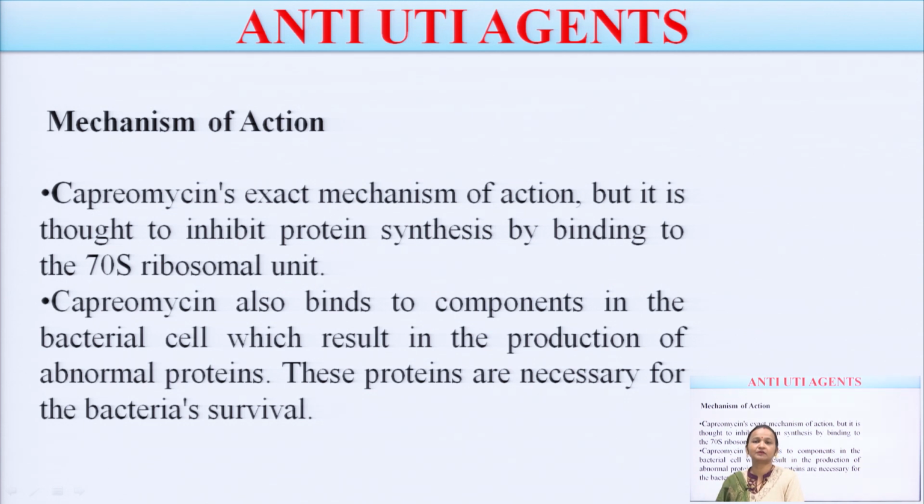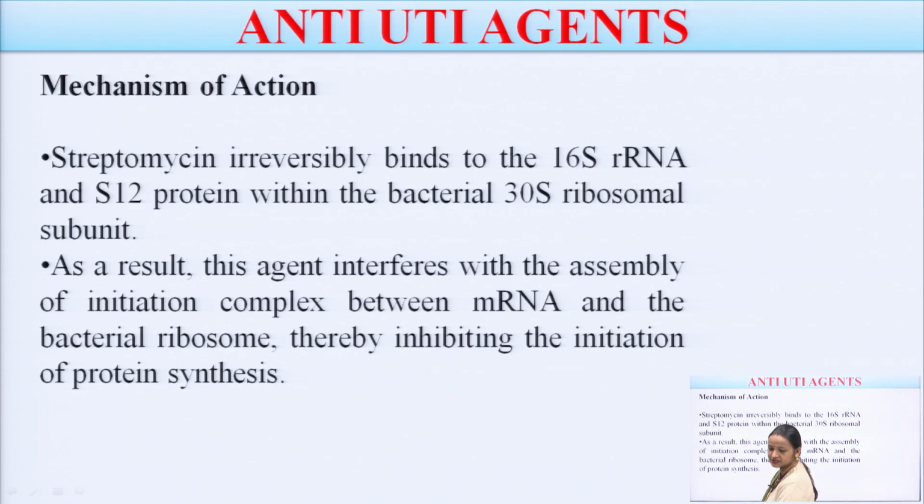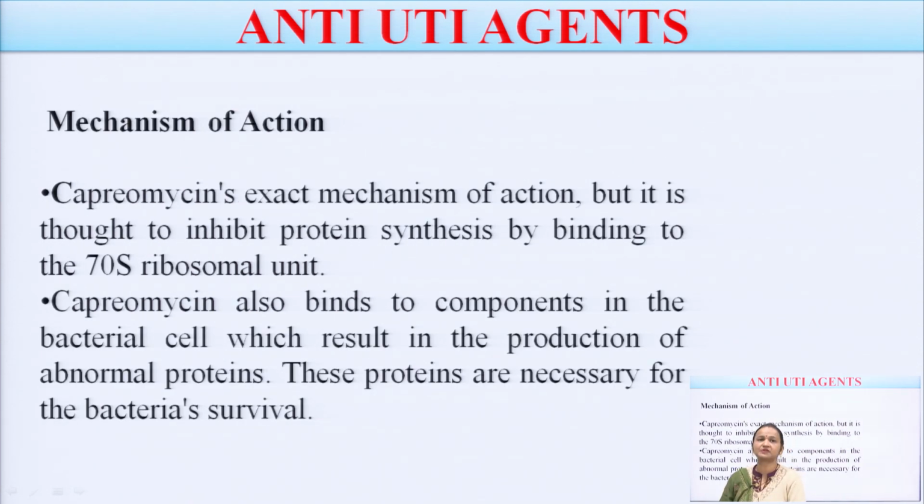Again, it is acting by inhibiting the synthesis of bacterial proteins. How? The exact mechanism of capreomycin is not known. As we saw in the initial slide, streptomycin is basically binding with 16S and 12S protein, and it is binding with the 30S ribosomal subunit. But if we talk about capreomycin, it is observed that it is binding to the 70S ribosomal unit, but it is not sure to which subunit of this 70S ribosomal subunit capreomycin is binding.